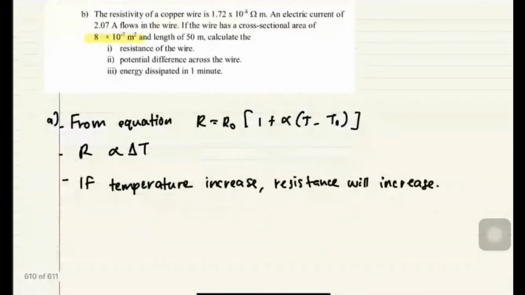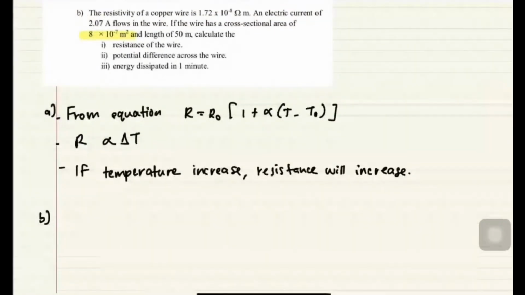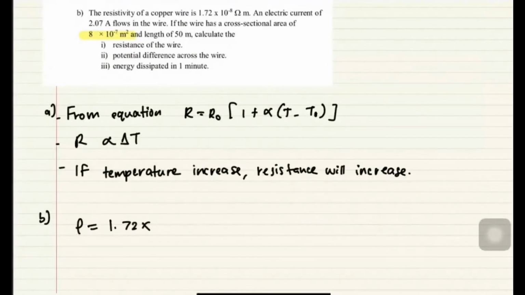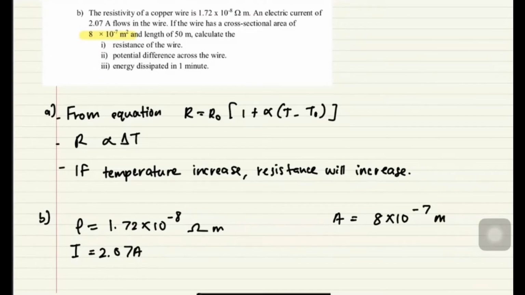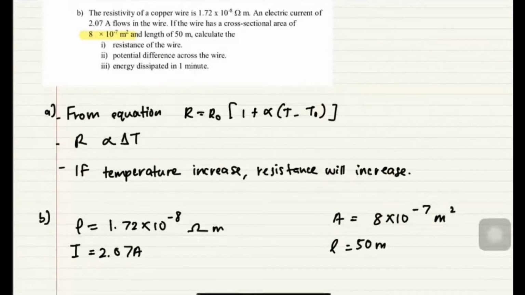For question B, the question maybe has a typo. Rho is equal to 1.72 times 10 negative 8. How do you know that this one is rho? It's based on the unit itself. The unit is ohm meter. If it's ohm, it's resistance. If it's ohm meter, that means rho. Then given that I is equal to 2.07 ampere, A is 8 times 10 negative 7, and the length is 50 meter. Double check whether all the units are the same. Everything here is in SI units, so you can start to calculate.